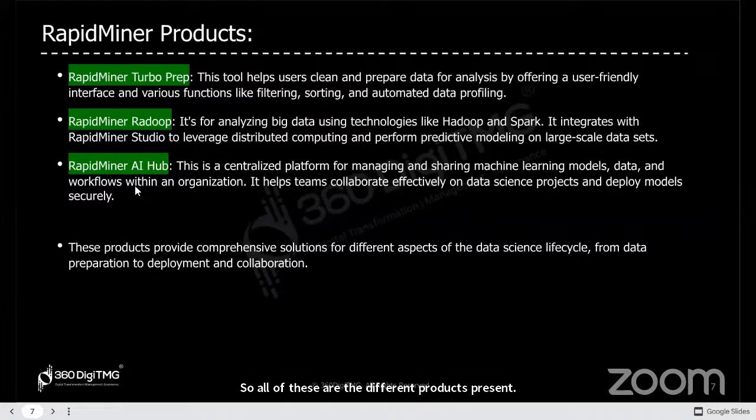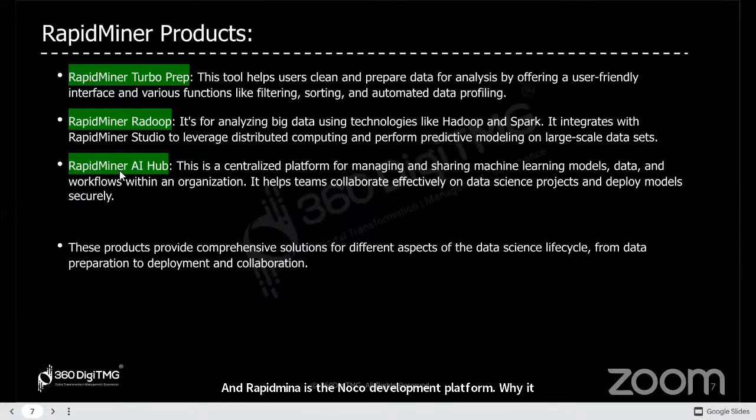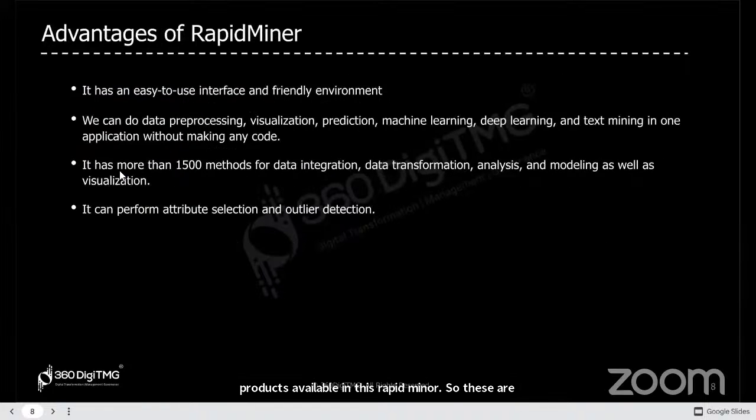So up to here, what we have seen, everybody? Up to here, we have discussed what data mining is and what you mean by a no-code development platform. And RapidMiner is a no-code development platform. Why is it called so? We have seen the intro of RapidMiner. And also we have discussed the different products available in RapidMiner. So these are just the introductions. Now let's go into the next thing, which is the advantages of RapidMiner.